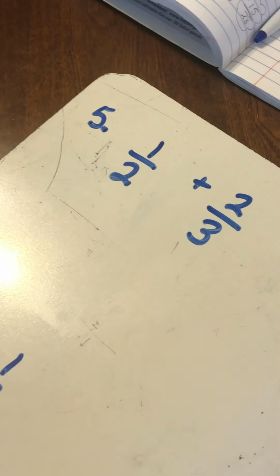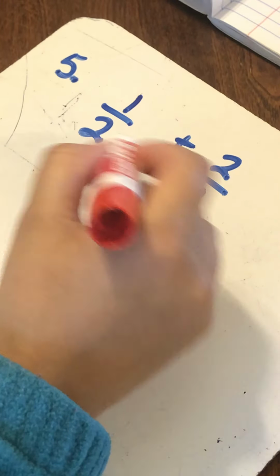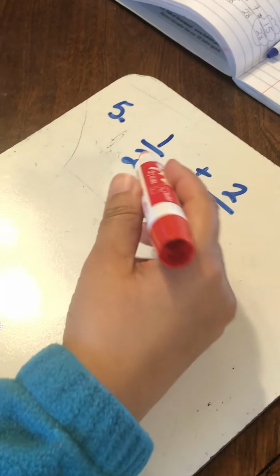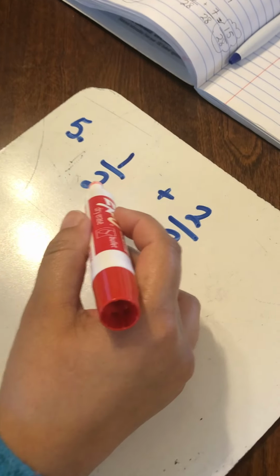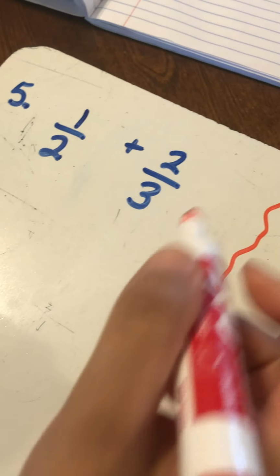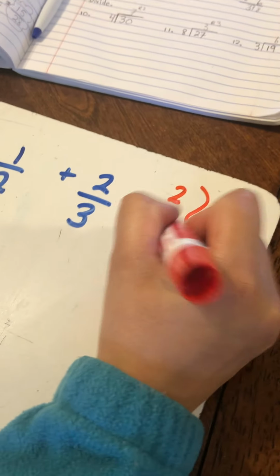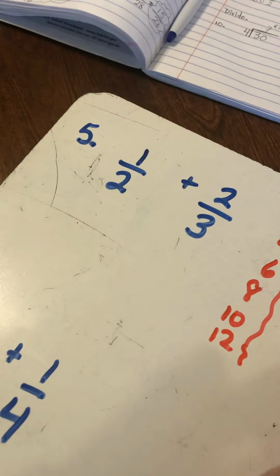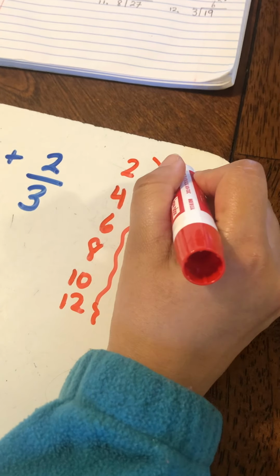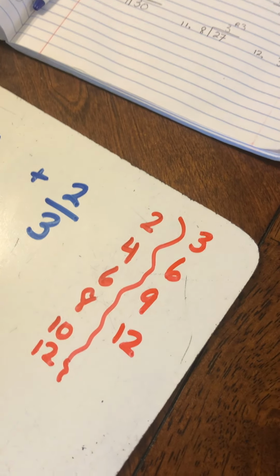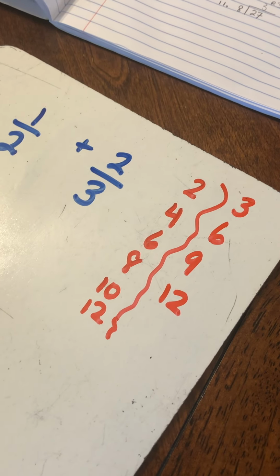Number 5 is a little trickier. It's a little different. Now, I have 2 different denominators. Now I have to find a common denominator for the 2 and the 3 because I can't multiply the 2 to make it a 3. So what I'm going to do on the side is write my 2 times tables. Not all of them, just a few. And next to that, I'm going to write my 3 times tables. And I'm going to look to see what numbers they have in common.